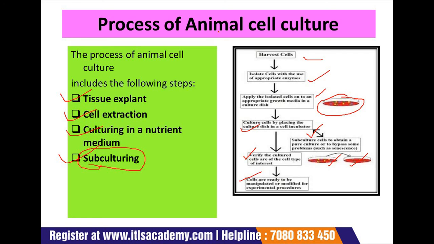It also refers to a passage of the cells. After the formation of primary cells, subculturing is carried out, which is important to continuously study or to grow the cells. This is the most important step in cell culture, which helps us to understand the cell type. So, we have almost discussed the process of animal cell culture.